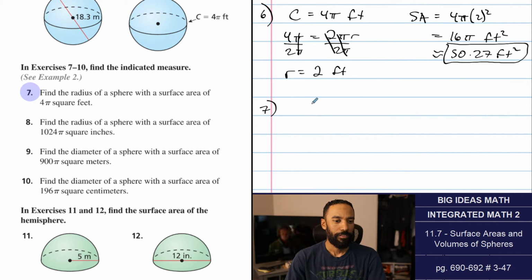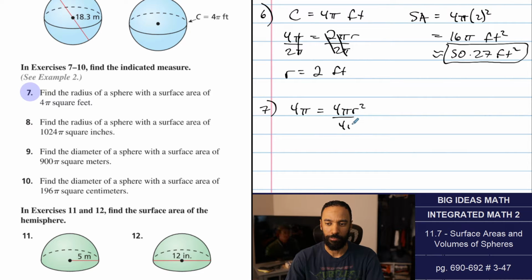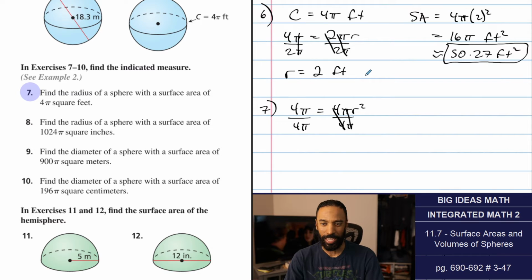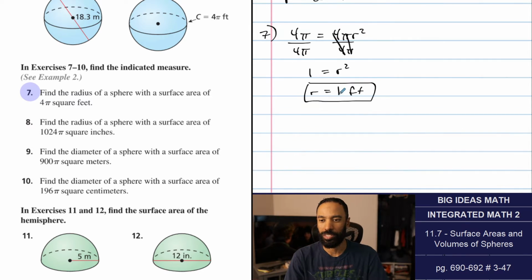Number 7, find the radius of a sphere with a surface area of 4 pi square feet. So if the surface area is 4 pi and this equals 4 pi r squared, we have to find the radius based off that. If I divide both sides by 4 pi, it may cancel here, but here it becomes 1. Canceling means, in this case, becoming 1, but 1 times r squared is still r squared. 4 pi over 4 pi is 1. If r squared equals 1, then r is 1, and this is in feet. R is 1 foot. 1 foot radius that we find.